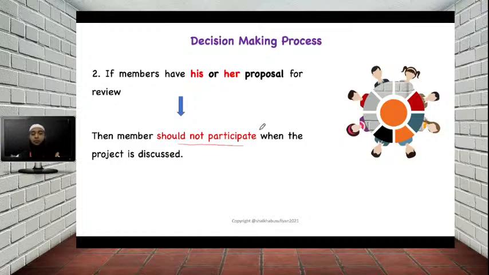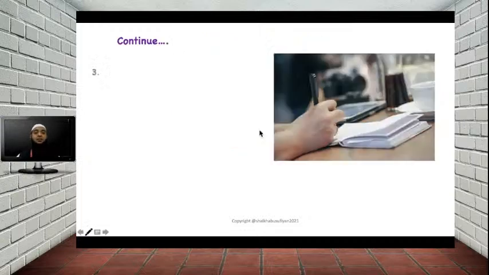When you are putting forward your own proposal, generally some favor goes to your own protocol as compared to other protocols, right? So to avoid any such problem or any such favor by a member of the committee, if any member has their own proposal up for discussion, then such member should not participate when the project is discussed or the decision is being taken. Okay, so this is the second part in the decision making process.